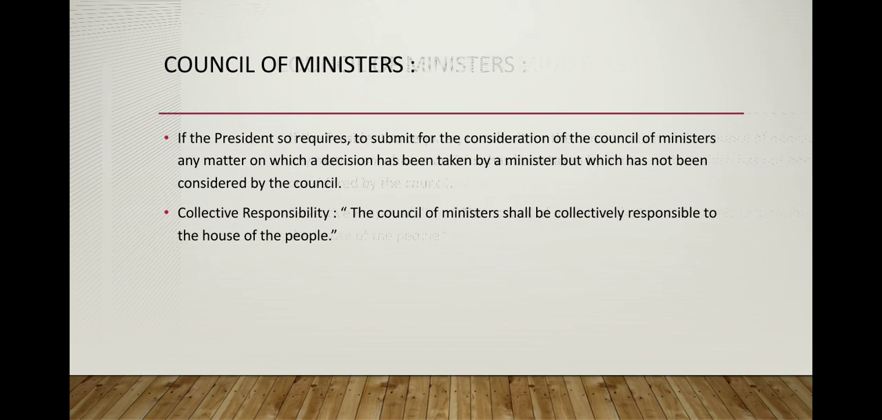Here, under the Council of Ministers, we discussed what is meant by Council of Ministers, how the Council of Ministers came into force, how it executes its work, what the relationship is between the Prime Minister and the Council of Ministers, and how the Prime Minister gives information to the President of India.